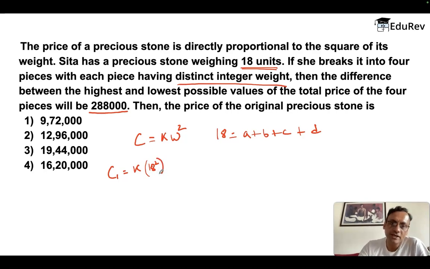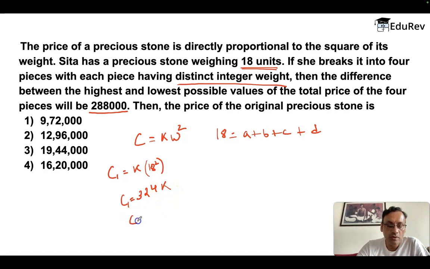Okay. How much is 18 square? 8 into 8, you have 64. 6 carry is 6, 8, 8, 16, 632, and then 3. Okay. So C1 is equal to 324K.